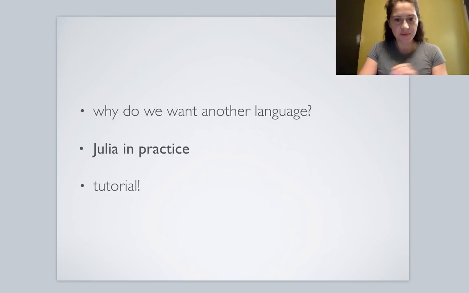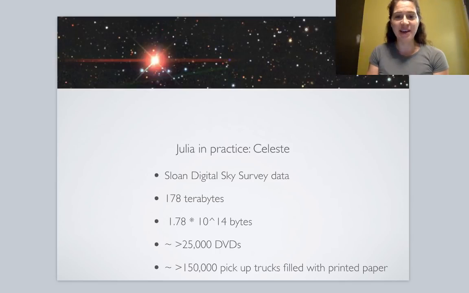All right. Great. So hopefully we'll get an extra moderator to help out with the live chat and fielding some of your comments. But for now, let's dive into an application of Julia to see what it's like using Julia in practice. And the example that I always like to talk about is the Celeste project. The Celeste project took data from the Sloan Digital Sky Survey, which was an effort to collect data on 35% of the visible sky.